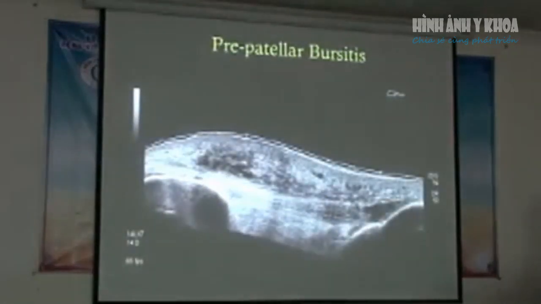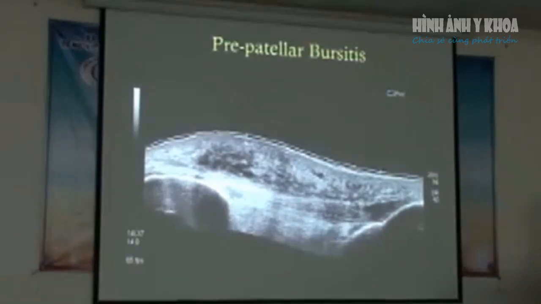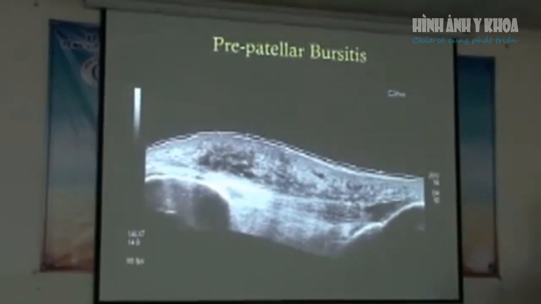So this is an image of a prepatellar bursitis. This is the patella in this location, the patellar tendon here coming down onto the tibia. And you can see that there's quite marked swelling of this prepatellar bursa with heterogeneous changes, and it's very common to also see increased vascularity in this area as well.